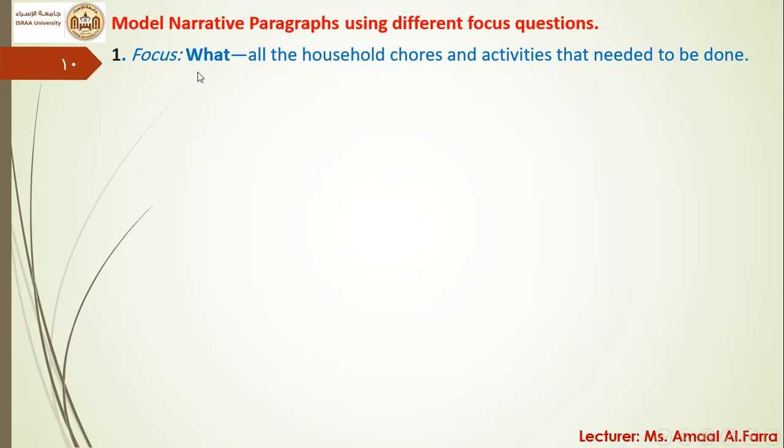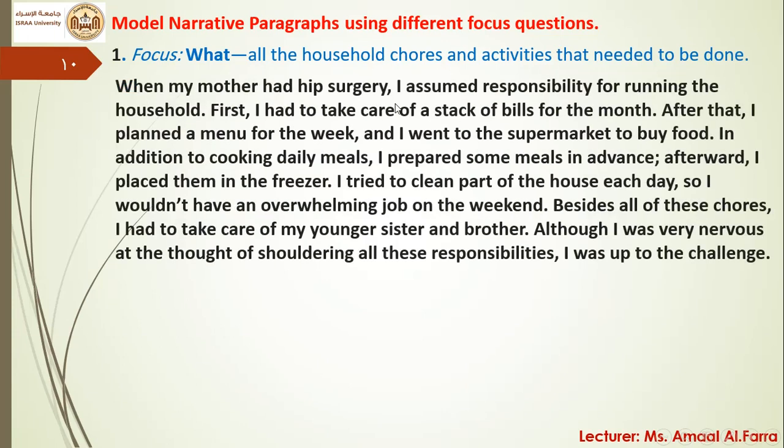The focus here is on what? All the household chores and activities that needed to be done. It means what are the activities that have to be done at home. Let's see now. When my mother had hip surgery, I assumed responsibility for running the household. This is the controlling idea and the topic. So this is the topic sentence having the 2 parts, the topic and the controlling idea.